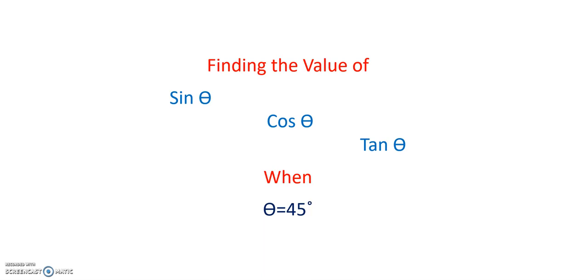In this video, we are going to find the values of sine theta, cos theta, and tan theta when our theta is equal to 45 degrees. Many times I have noticed that students like to memorize the values of sine 45, cos 45, tan 45, but most of the time they don't understand how these values are derived. I don't want you to memorize them, but I would rather encourage you to understand how these values are derived. So let's proceed.